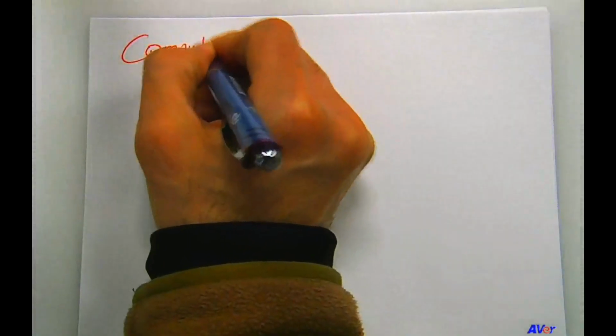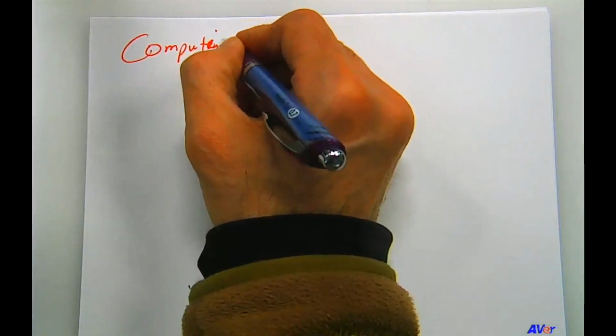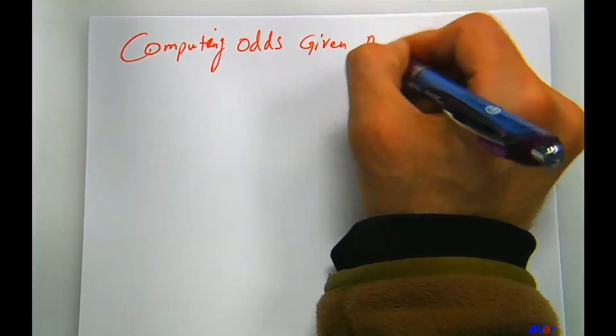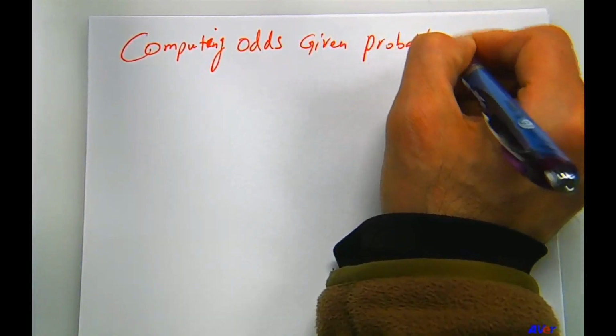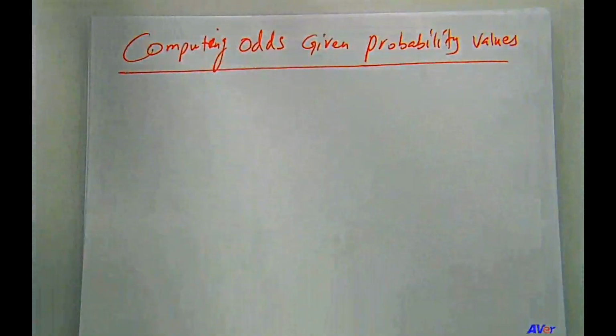So again, this section continues with really important ideas and concepts. The next one is when we want to compute. So far we haven't talked about odds, but now we will. Computing odds given probability values. And then after this, we'll talk about computing probabilities given odd values. Okay, that's how this will go.